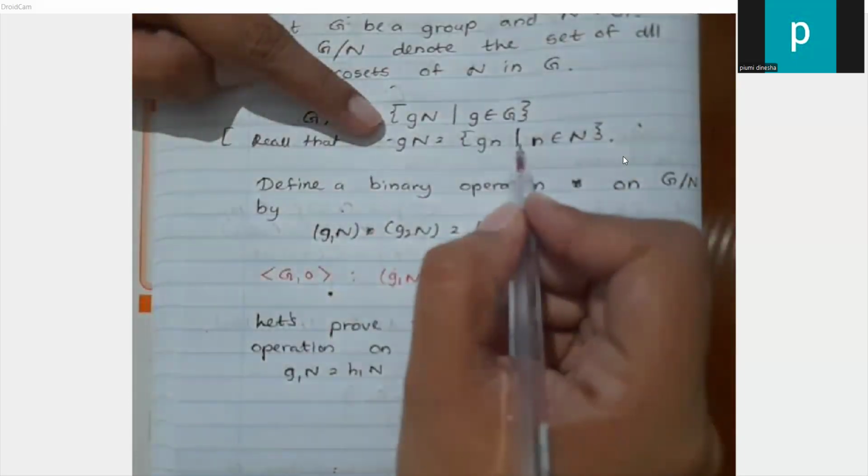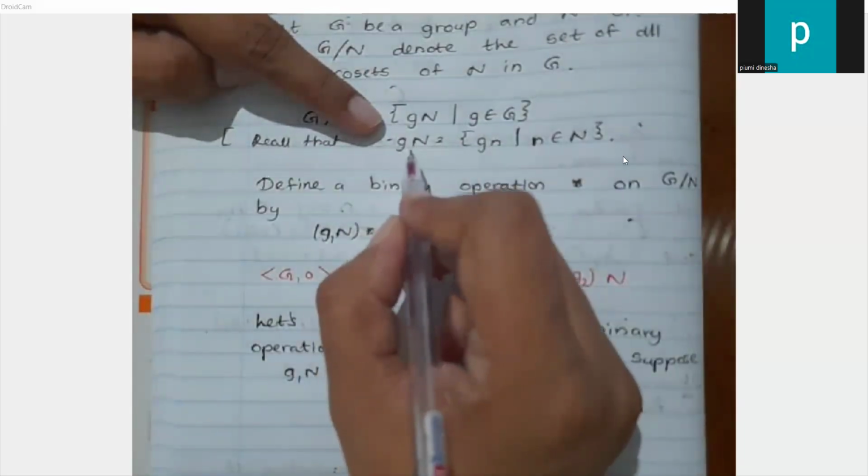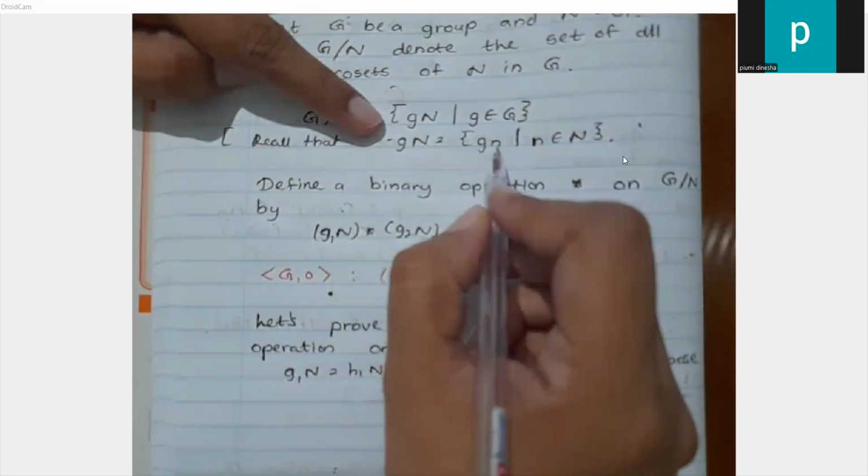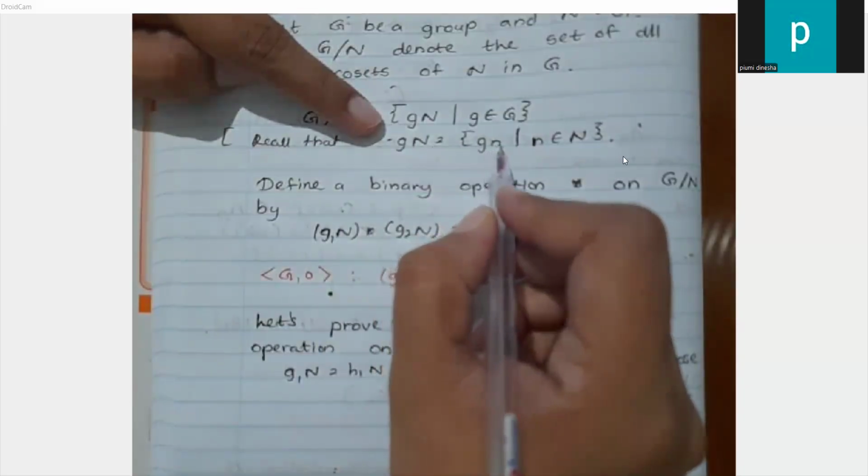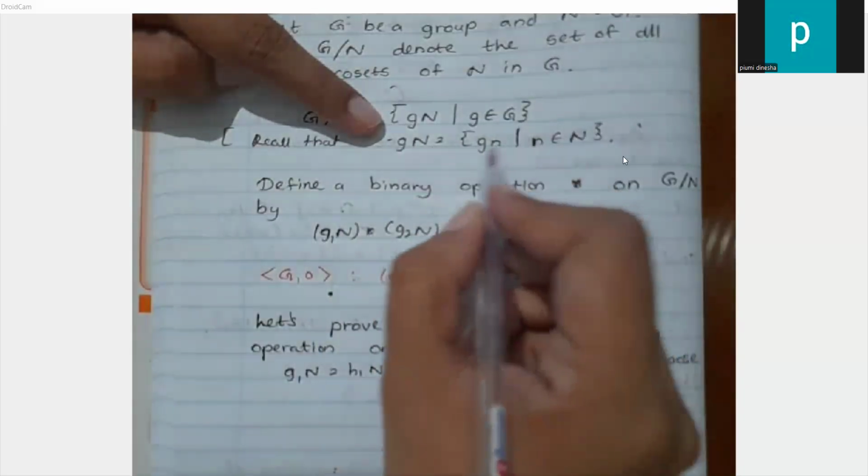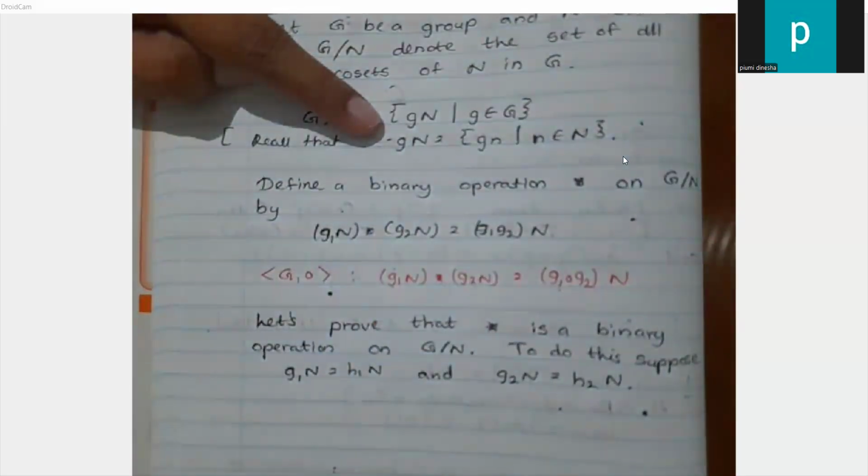We get, once again, N. Because instead of G, you have the identity over here. Identity times n will simply end up being n, and you are taking all elements that are in n. So identity times n is simply equal to n.